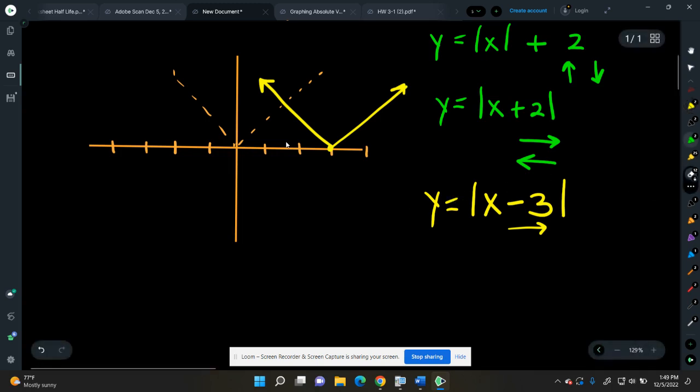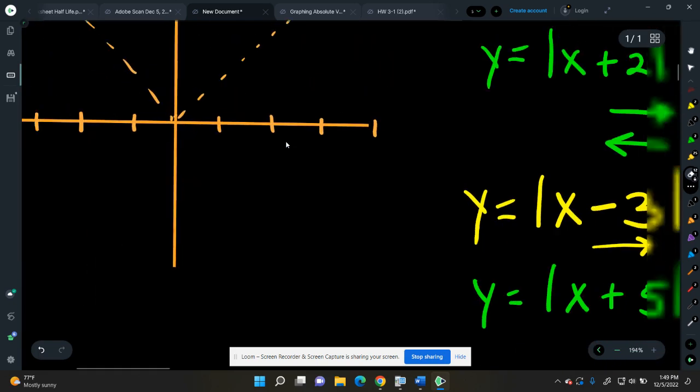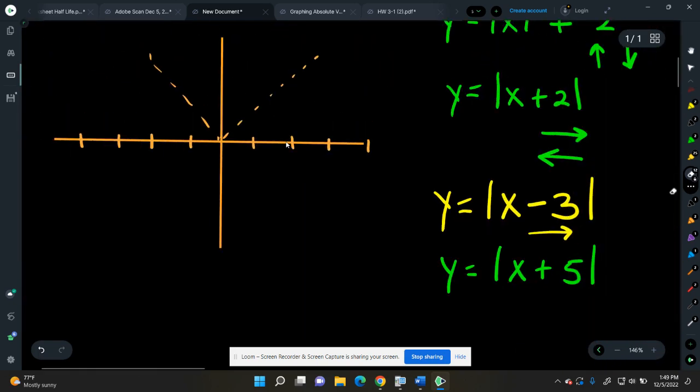One more. Y equals the absolute value of x plus 5. So now it's -5. Yes, it is. Okay, so we're going to move it 5 to the left. It's the opposite, so we go like that.